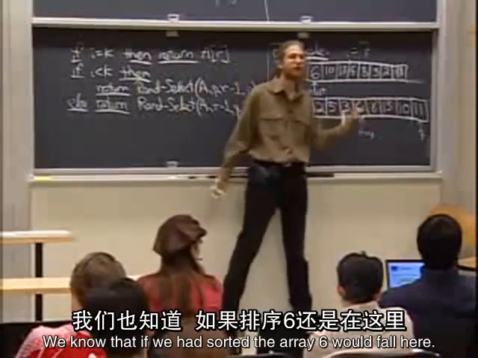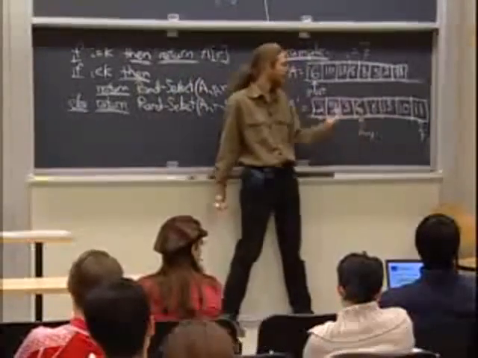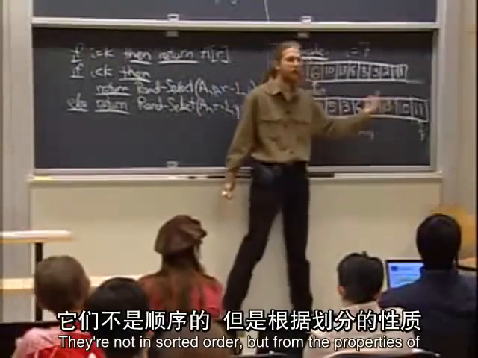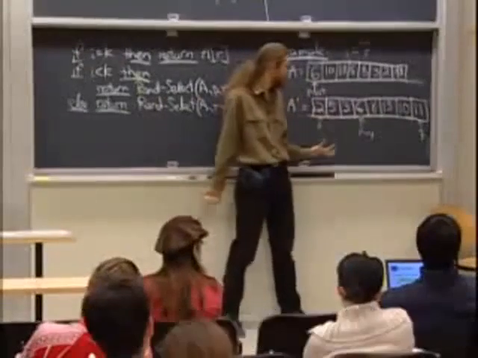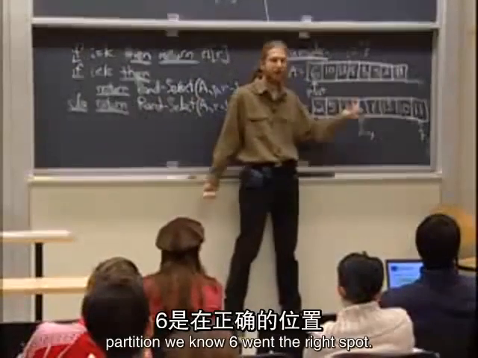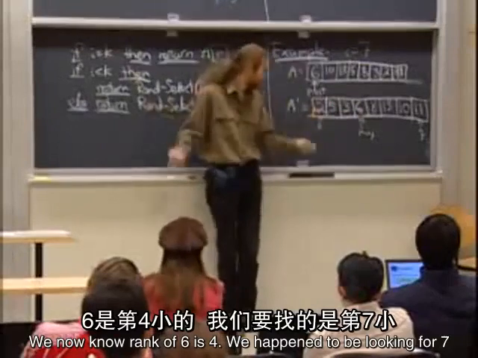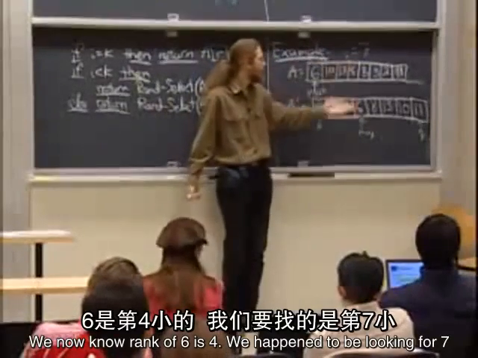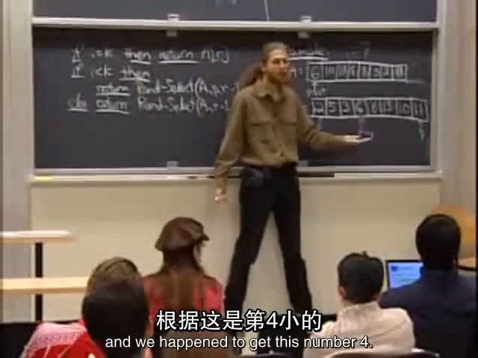OK, so even though we're not sorting the array, we're only spending linear work here to partition by 6. We know that if we had sorted the array, 6 would fall here. We don't know about these other elements. They're not in sorted order. But from the properties of partition, we know 6 went to the right spot. So we now know the rank of 6 is 4.